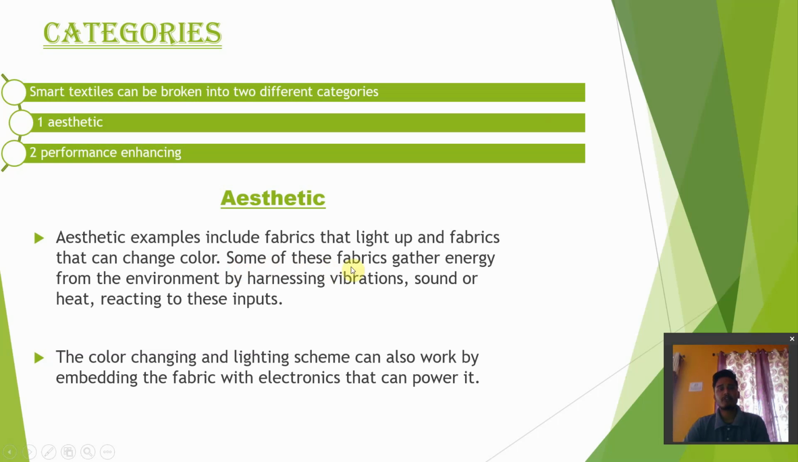Some of these fabrics gather energy from the environment by harnessing vibrations, sound or heat, reacting to these inputs. The color changing and lighting scheme can also work by embedding the fabric with electronics that can power it. So basically it's changing its color, or it's giving us light. We need some source of energy to light this fabric, so we use external electronic components like batteries, power banks, etc.